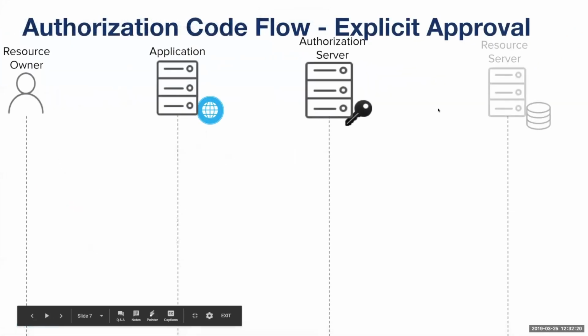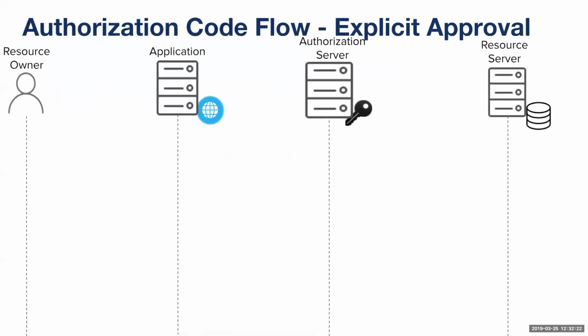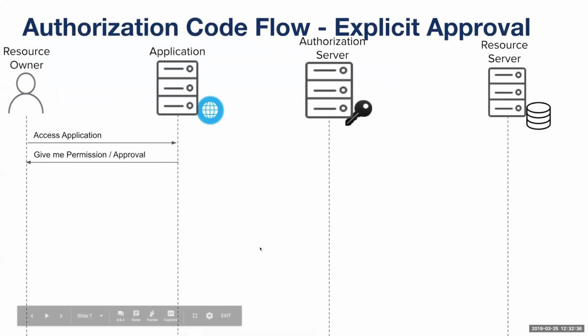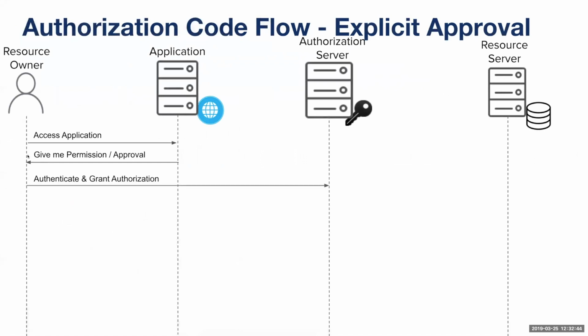So again, to reiterate, what I was just talking about. The resource owner is the user, and he's trying to access an application, in this case Freddy's Barbecue's website. The moment he tried to access the application, the application sent me back to a login page. Once that user entered the username and password, the next step was it went to an authorization server.